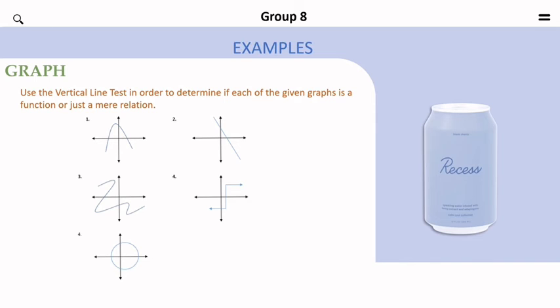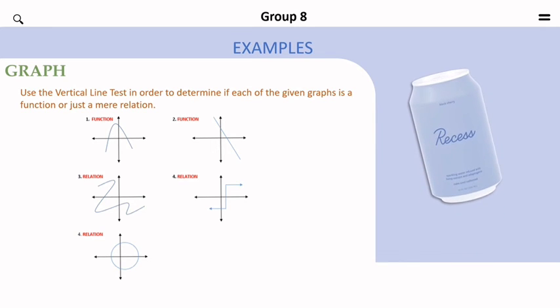Now we will see the correct answers. Here are the correct answers. Number 1 is a function. Number 2 is a function. Number 3 is a relation. Number 4 is a relation. And number 5 is a relation.